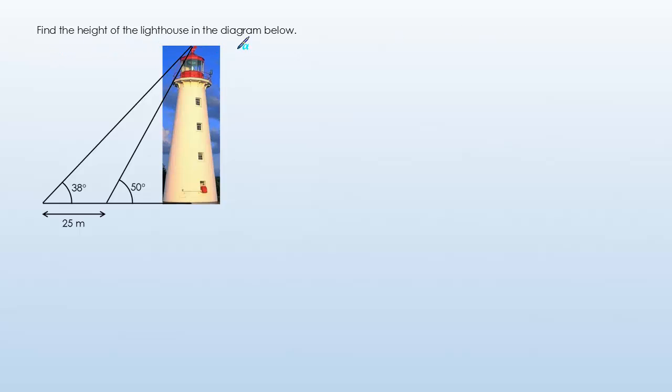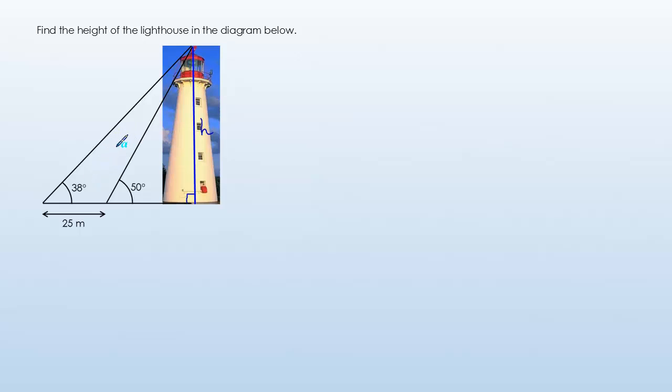Find the height of the lighthouse in the diagram below. Now I can drop this down here, and of course this is the height we actually want just here, and that's a right angle. But if we look at the right angle triangle, we actually just know this angle and we don't know anything else.